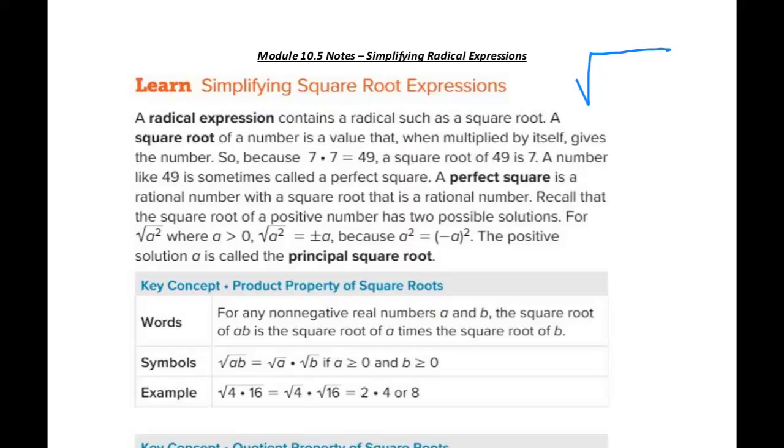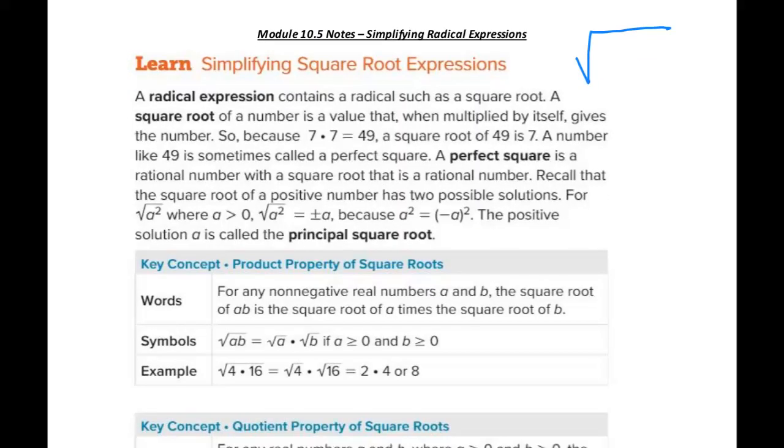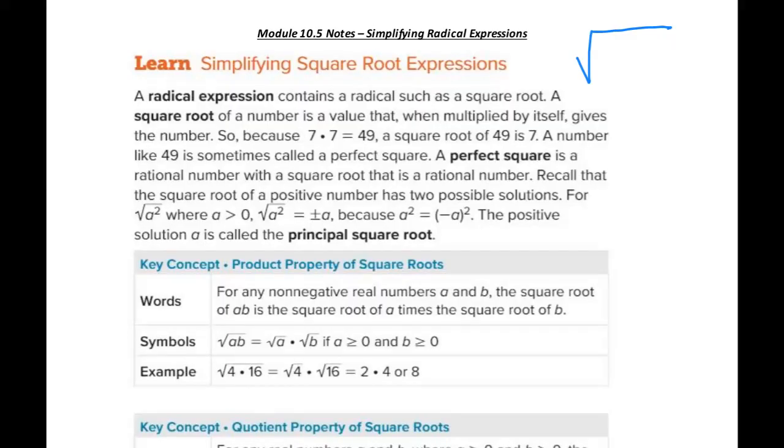A square root of a number is a value that when multiplied by itself gives the number. So we have 7 times 7 equals 49. So the square root of 49 is 7. A number like 49 is called a perfect square. Okay? A perfect square is a rational number with a square root that is a rational number.